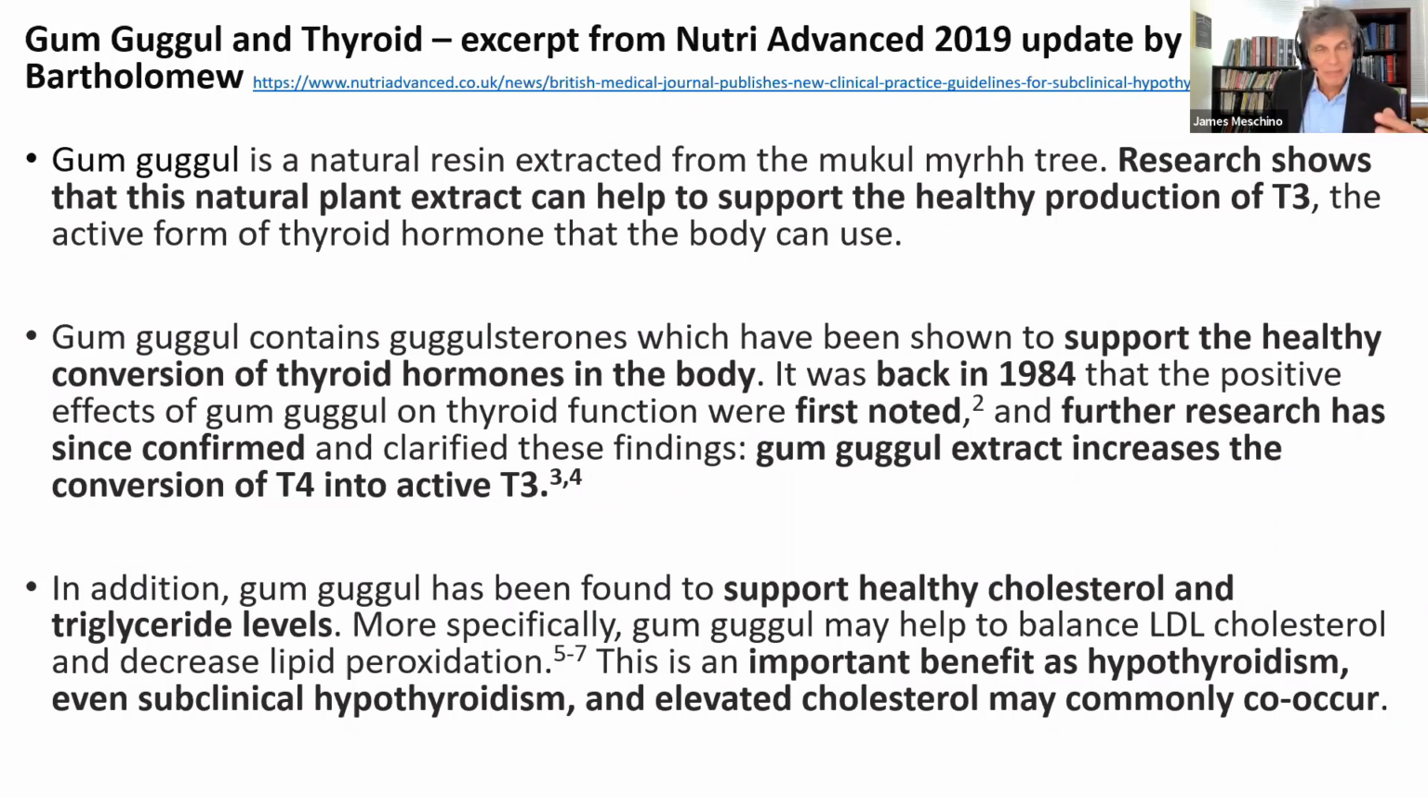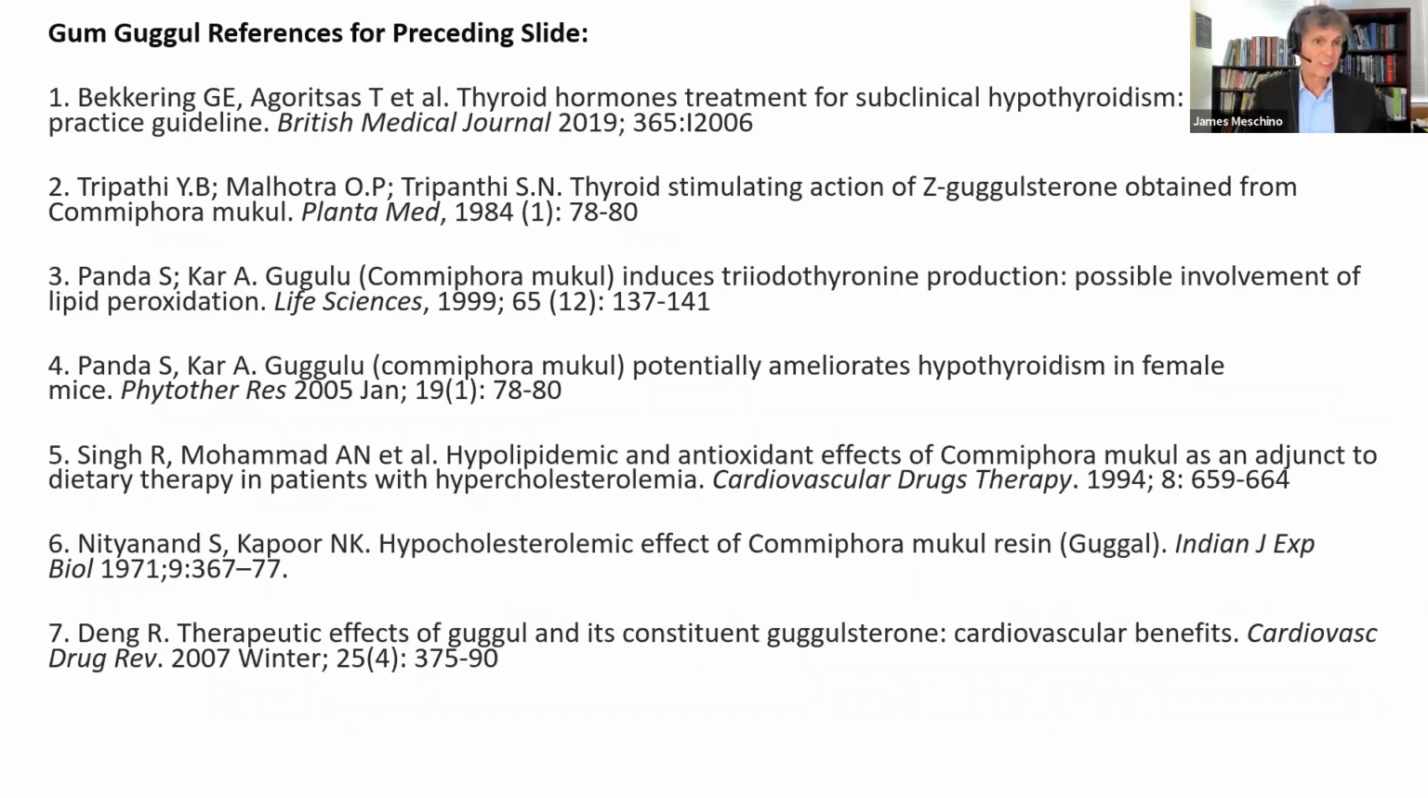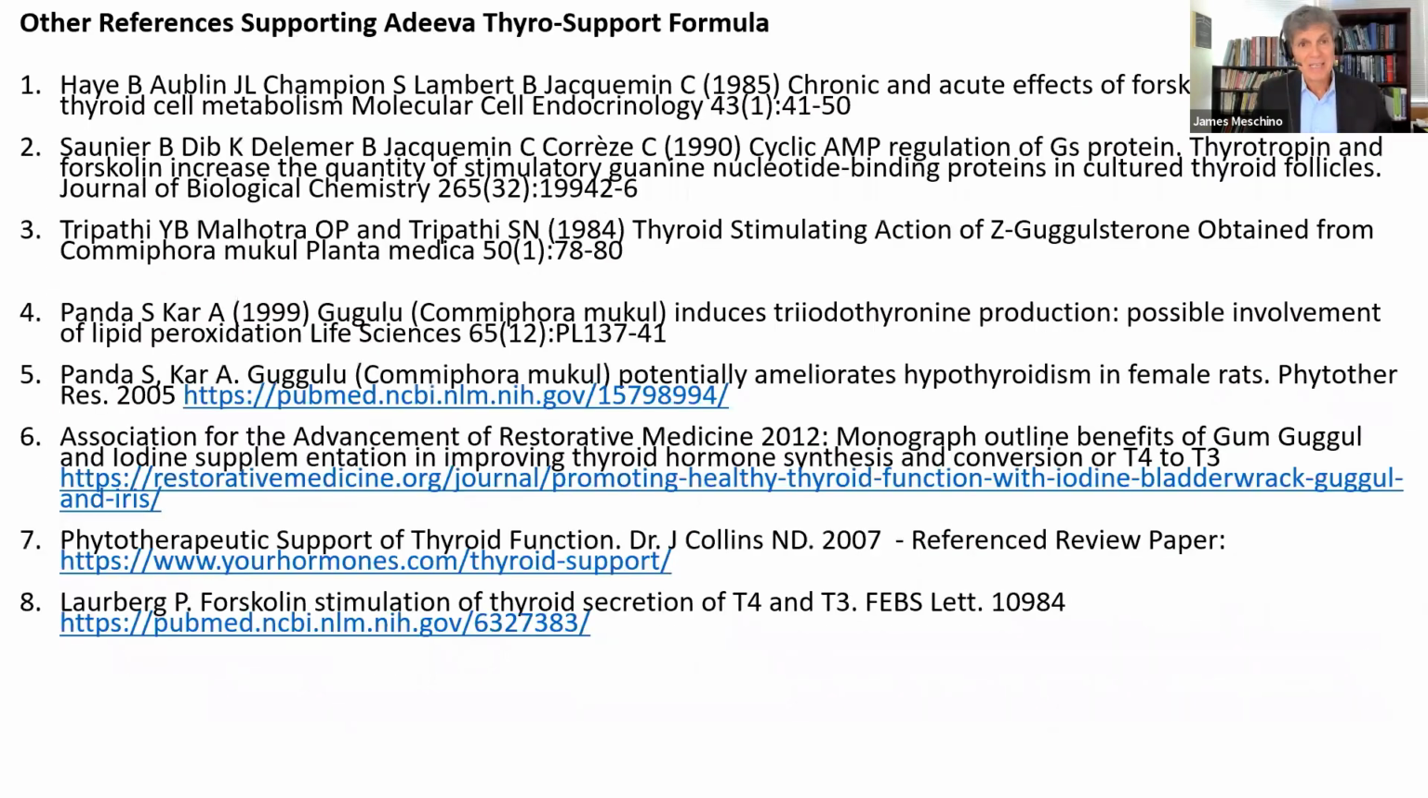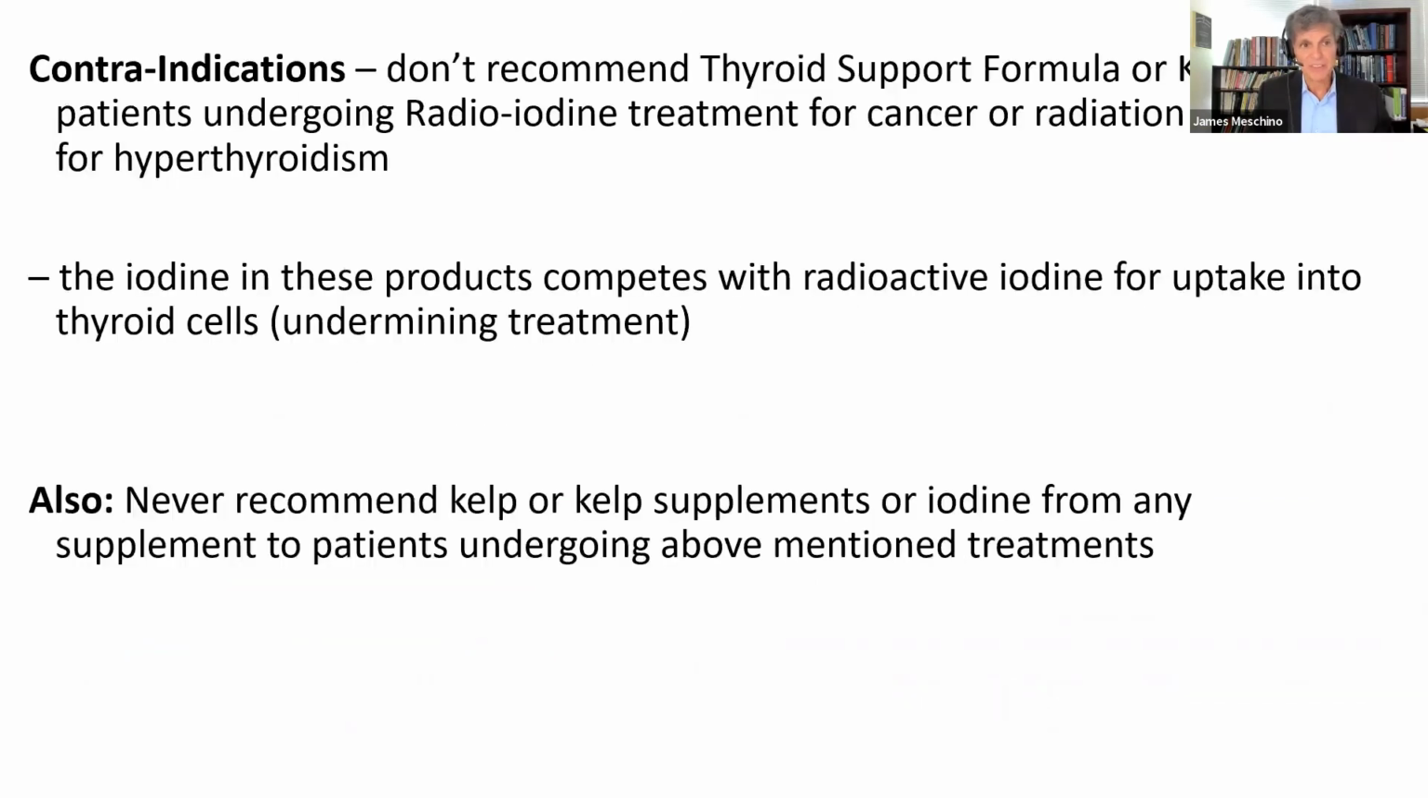And you want your patients, if they're showing signs of underactive thyroid function, to be able to convert more T4 into T3. Again, it also helps to lower lipids like cholesterol and triglycerides. This is an important benefit as hypothyroidism, even subclinical hypothyroidism, and elevated cholesterol may occur concurrently. That's not uncommon to see slightly low active thyroid function and a rising cholesterol level and triglycerides. Here are more references on gum-gugal with respect to that. References on Adeeva Thyro-Support formula right across the board. You can come back and revisit those references as you like.